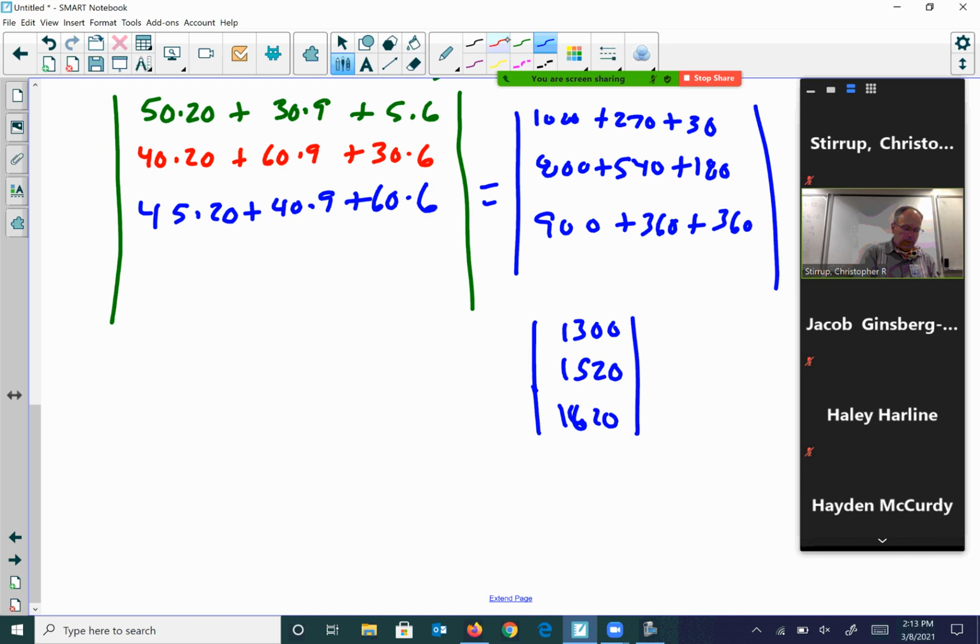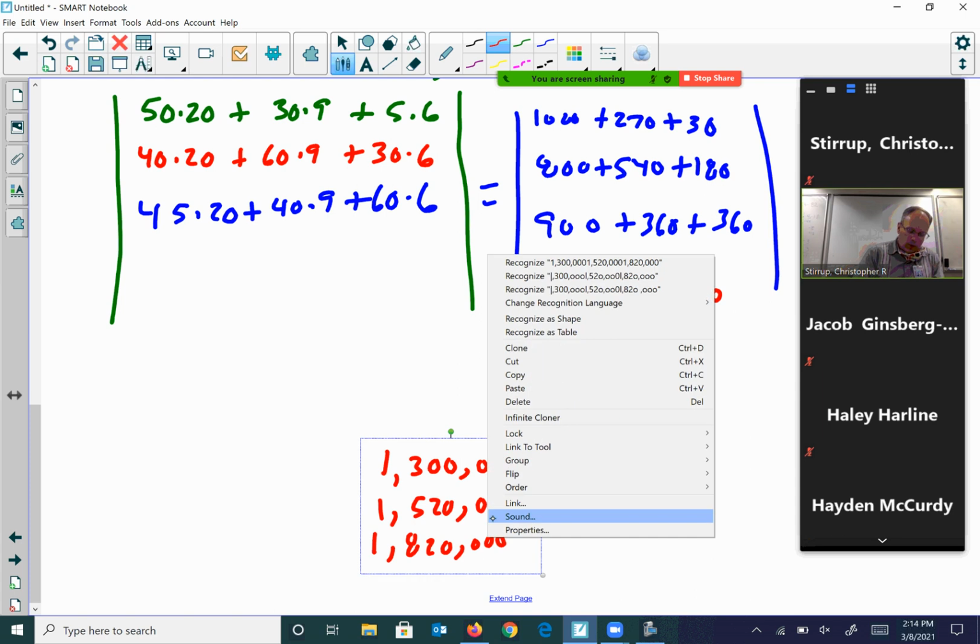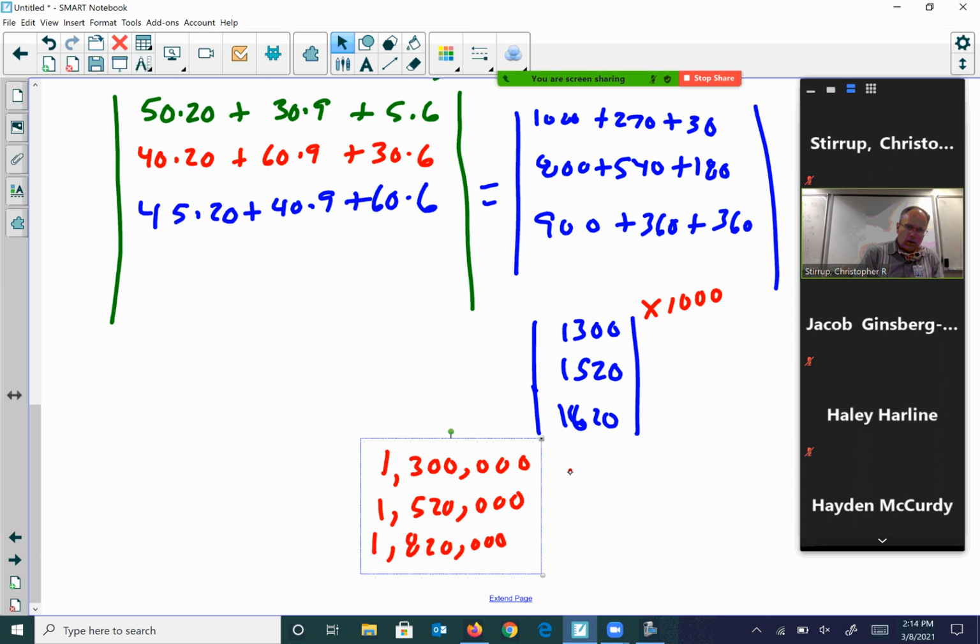So what this means is, remember we said these are all thousands, so I'm going to multiply these all by 1,000. And so you're talking about adding 1,520,000, and then that's 1,820,000. So, oops, I don't know what happened there. Sorry. There we go.